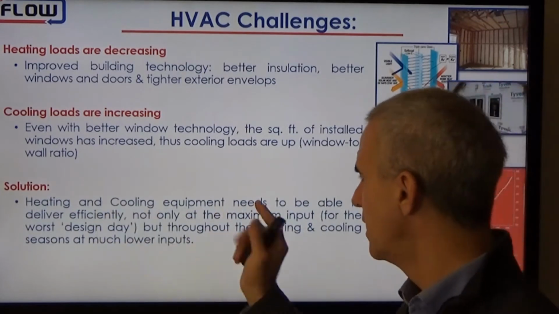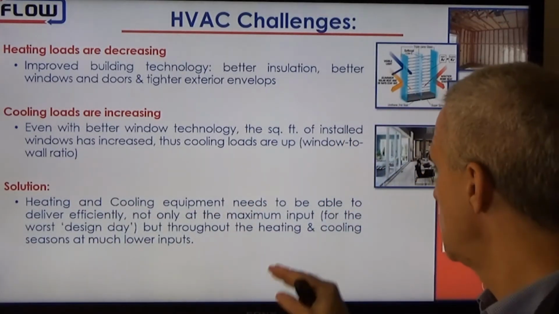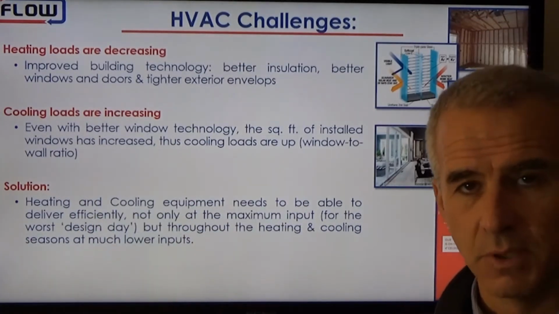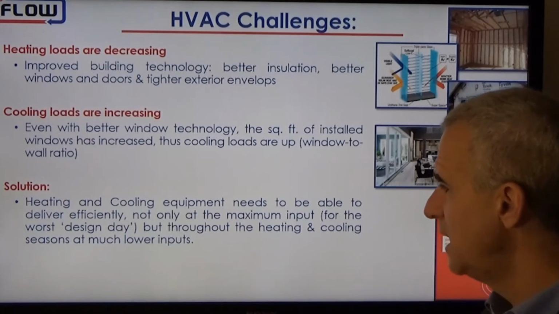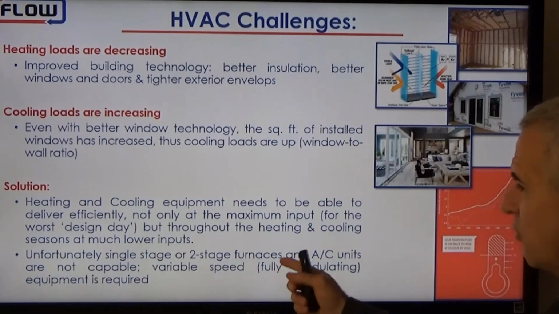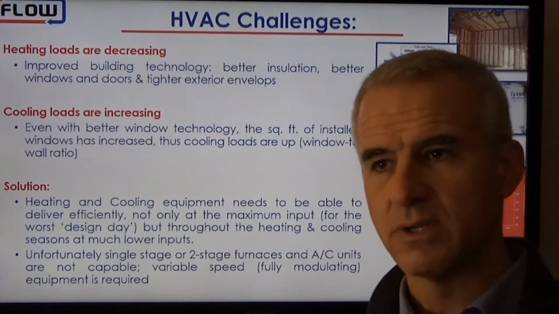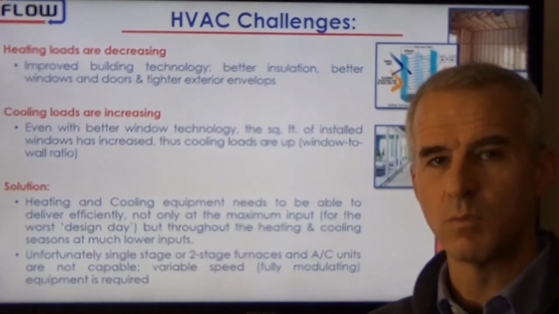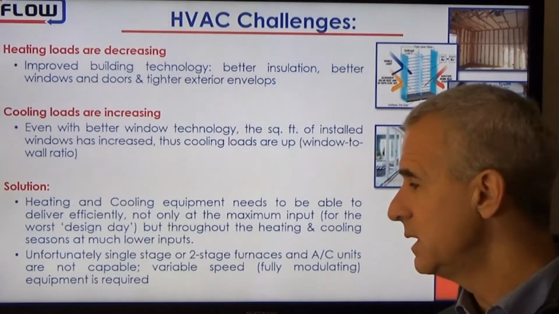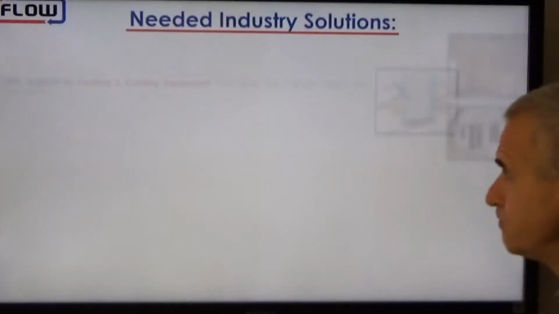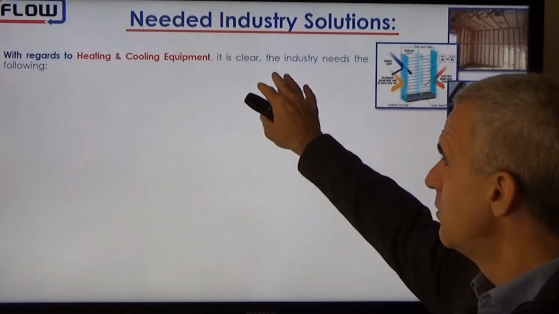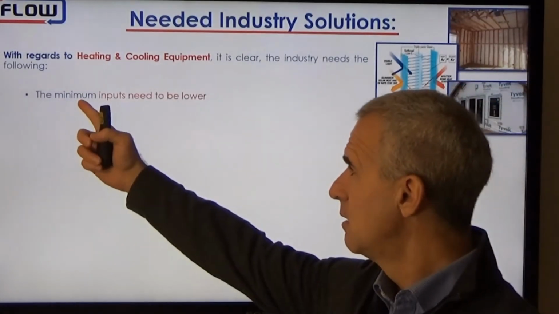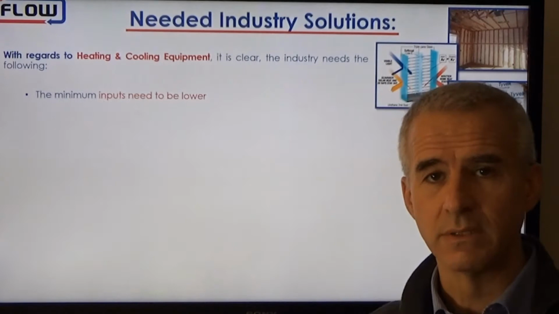Well, our heating and cooling equipment needs to be able to work efficiently, not only at the maximum, but also at the minimum throughout the heating season. But unfortunately, our single stage or two stage furnaces and air conditioning systems are not able to deal with those smaller loads, both on the heating and the cooling side, so we need some better equipment. That's what the industry needs to do, and we as manufacturers need to address, right? Minimum inputs need to be lower on our equipment.